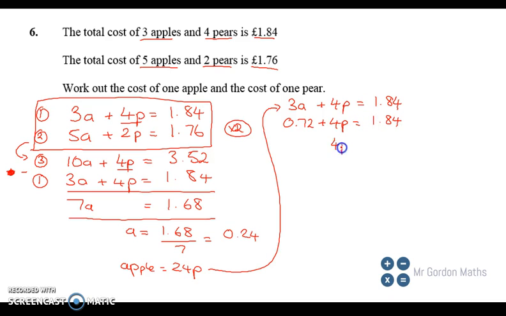So 4 pears, if I take away 0.72 from both sides, I'm left with 4 pears equals £1.12, and therefore a pear is £1.12 divided by 4, because 4 pears is £1.12. Divide by 4 and you'll get what 1 pear's worth, and that's going to give me 0.28 on the calculator. So a pear is 28 pence.